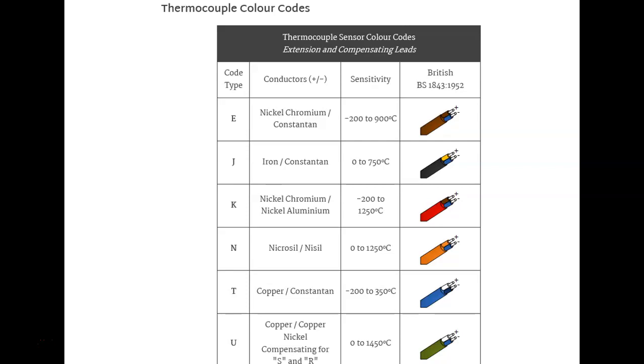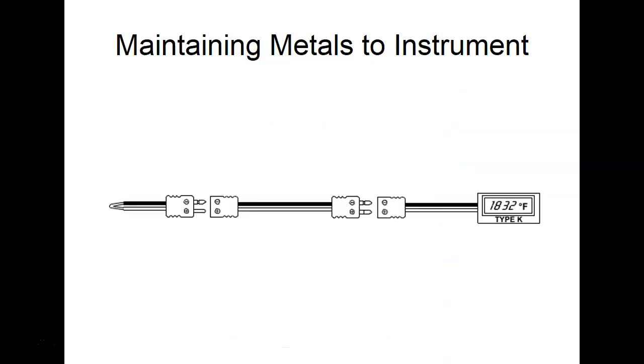So this guy right here is probably one that you have in your oven. This guy will go all the way from minus 200 degrees Celsius up to 350 degrees Celsius. What you have in your oven, I'm not really sure, but it usually runs around the very top of the oven. Of course, you have to maintain the metals. And this is the problem that we had: we introduced a different metal into the system before it got to the indicator.